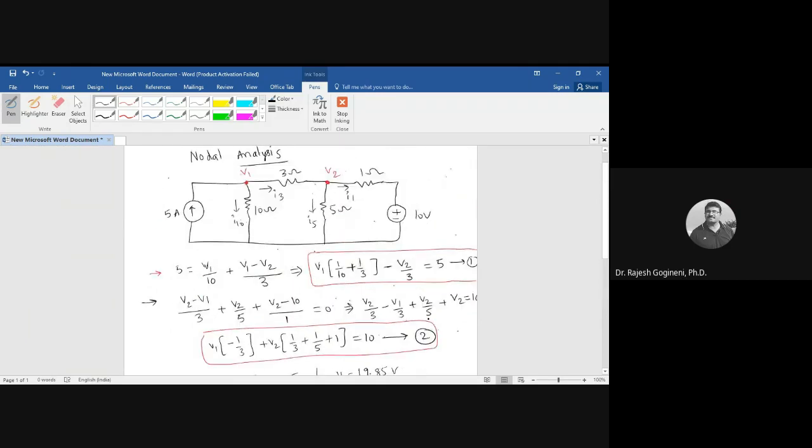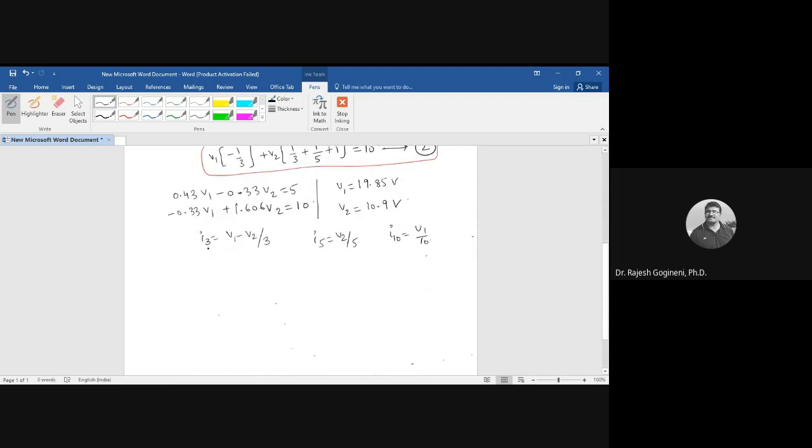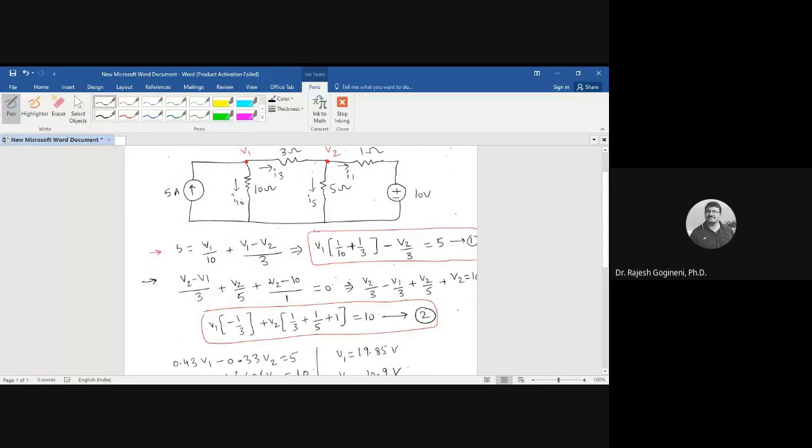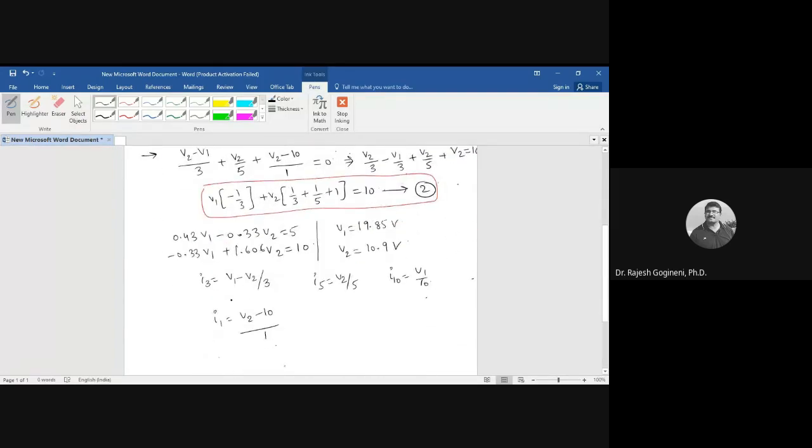What about I1? I1 is V2 minus 10 volts by 1. Okay, these are the four currents. You know the V1 value and V2, so you can evaluate all the currents in the circuit, right?